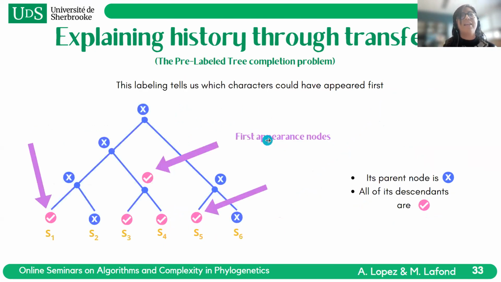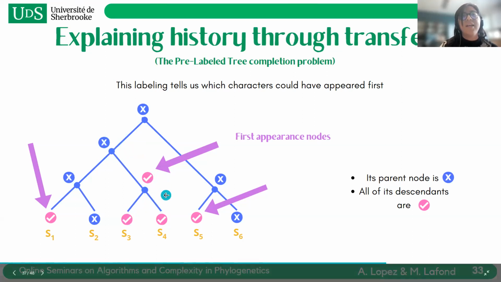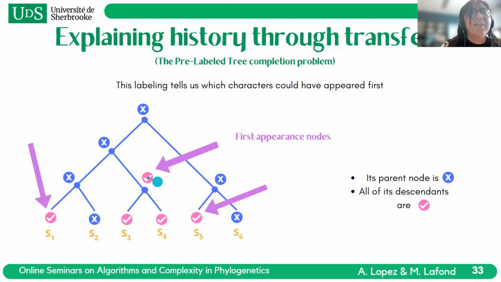This labeling actually tells us which characters could have appeared first. Whenever we have a node whose parent node has an off token, but all of its descendants are marked as on, then we call this a first appearance node. For example, in here we have 3 first appearance nodes: these 2 leaves that fulfill the definition, and this one.